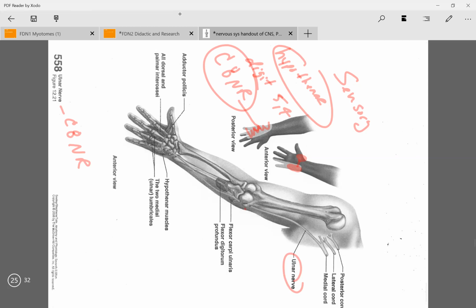There is some overlap, so it's C8, T1. Okay, so the sensory area is your Q-tip and pinwheel. And as far as the muscles, it's your flexors: flexor carpi ulnaris, flexor digitorum profundus. Then in the hand, it's the adductor pollicis. It's the thumb's ability to add to the midline.